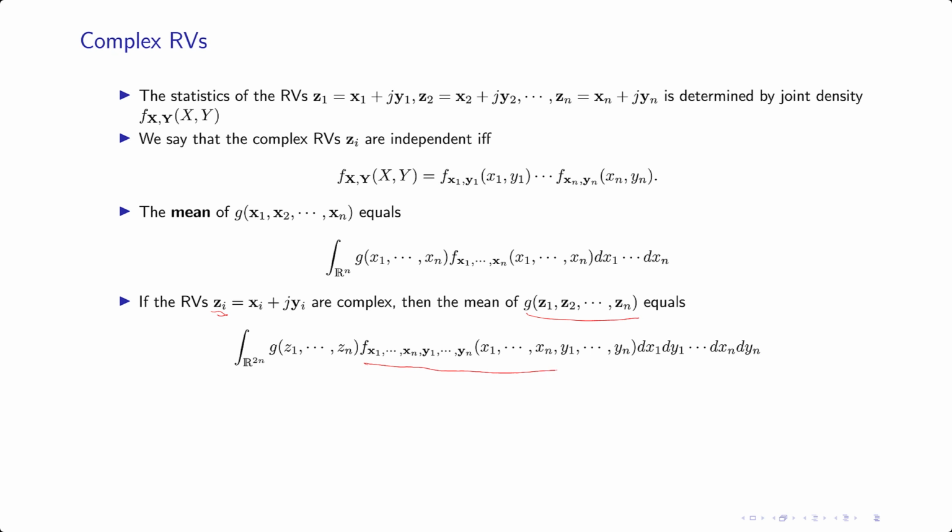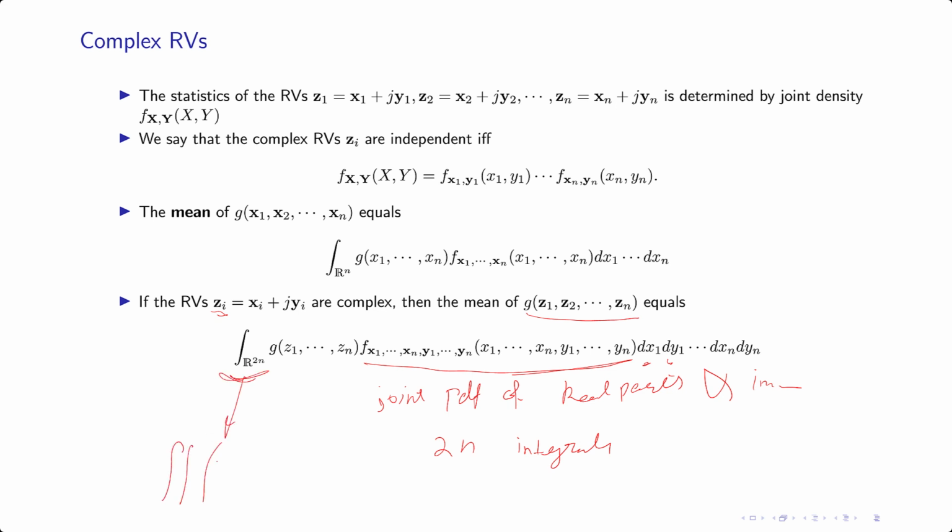The only difference is that you have to use the joint PDF of not only the real parts but also the imaginary parts. So you have 2n random variables, and so you have 2n integrals. This is why you have dx1, dy1, etc. And this notation means you put integrals like that, 2n of them.